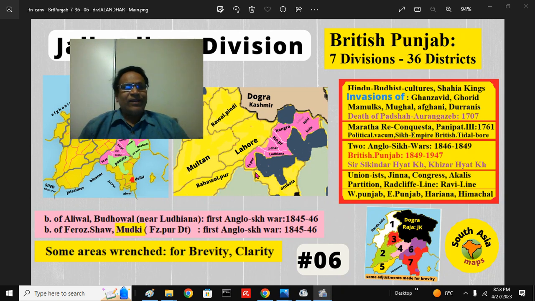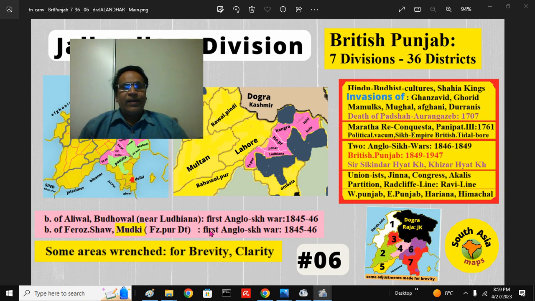The important thing to keep in mind is that most of the First Anglo-Sikh War was fought in this region. There are half a dozen battles. The Battles of Aliwal and Budhowal were fought near the Ludhiana region. These are the towns. The First Anglo-Sikh War was in December 1845 to March 1846. Then the Battles of Ferozeshah and Mudki were fought in the Firozpur district.